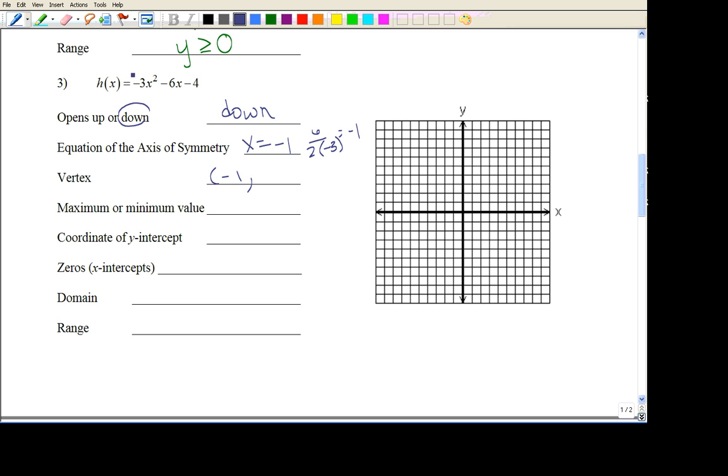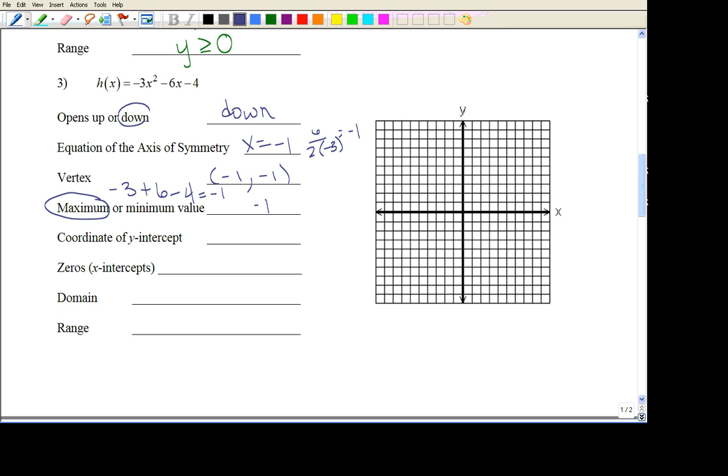And to get the y value, we'll plug it in. So we'll have negative 3 times negative 1 squared, minus 6 times negative 1, so plus 6, minus 4. That equals negative 1. So the vertex is at (negative 1, negative 1). So this negative 1, the y value, is going to be our maximum value because the graph opens down, so this graph has a maximum.